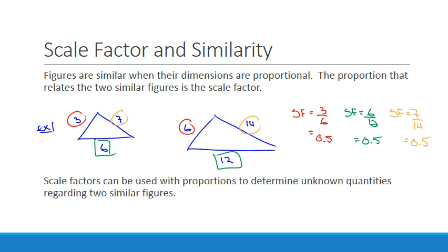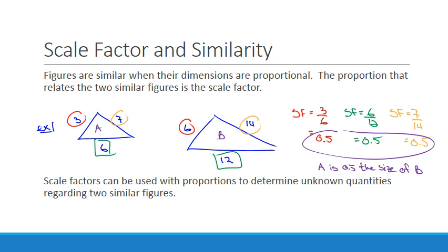And what that's telling us is that if I call this A and this B, we know that A is 0.5 the size of B. That's what that scale factor is saying. If you multiply each of B's dimensions by 0.5, you'd get A. And also it's telling you that because there's a common scale factor, these are similar objects.